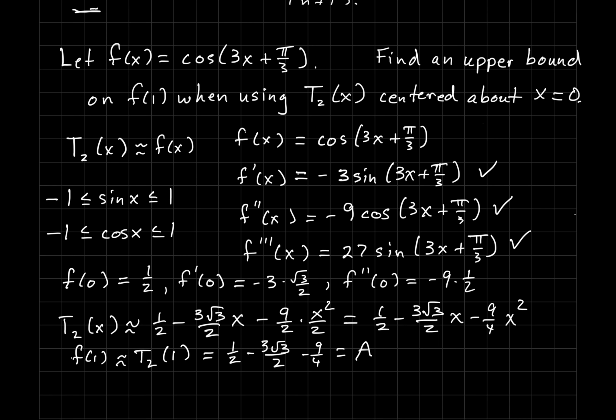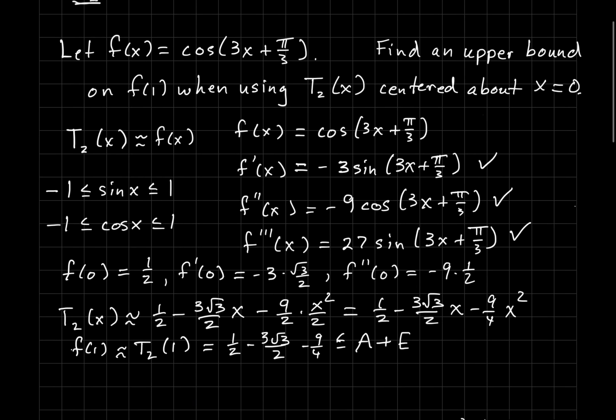Because my problem says find an upper bound on f of 1. Well, I know that f of 1 is my approximation plus an error. Really, it's no more than the approximation plus an error. So I need to find the error. That is, I need to find an upper bound on the error. So the error using the second degree polynomial approximation is less than or equal to the max of the first left off derivative times x minus 0 cubed over 3 factorial.